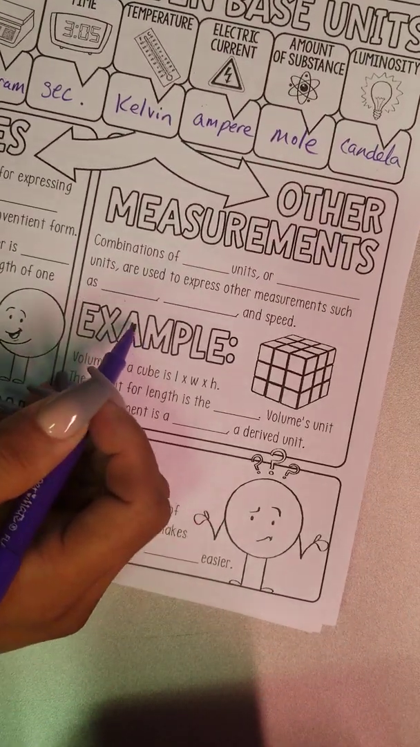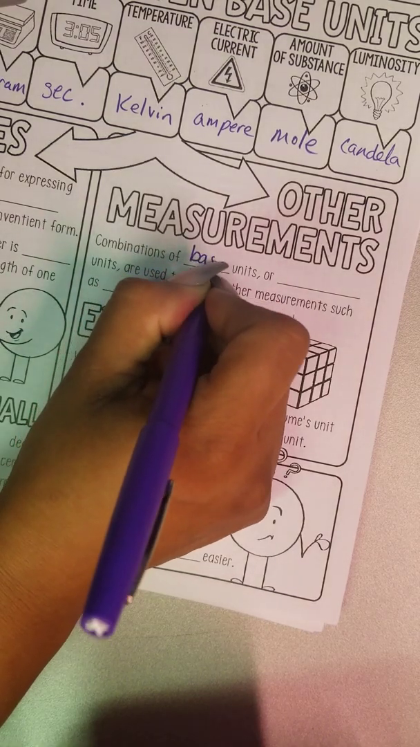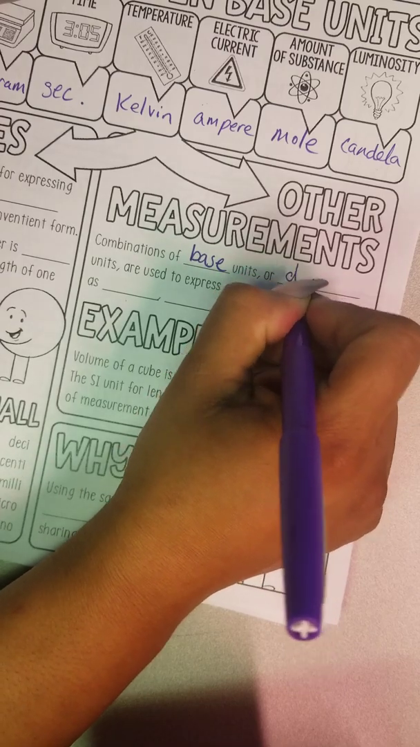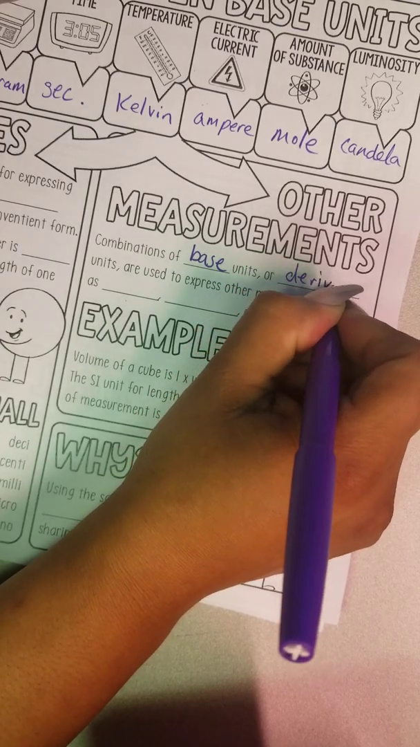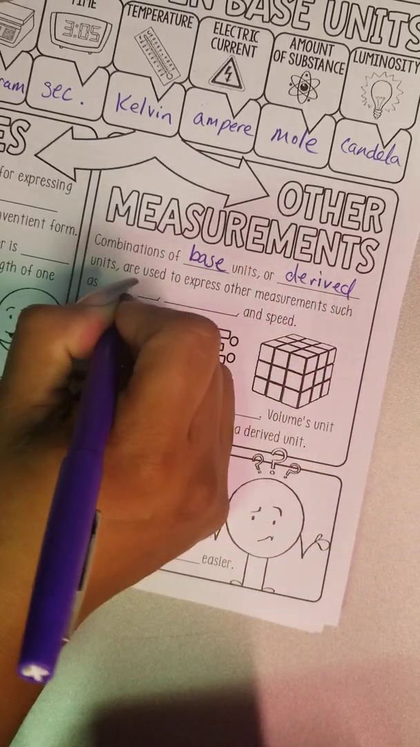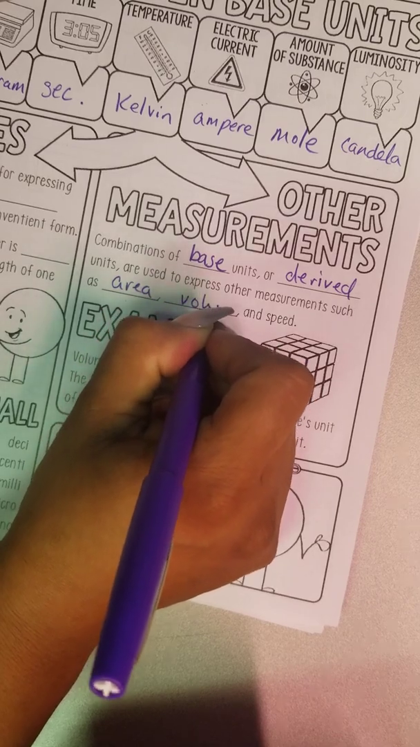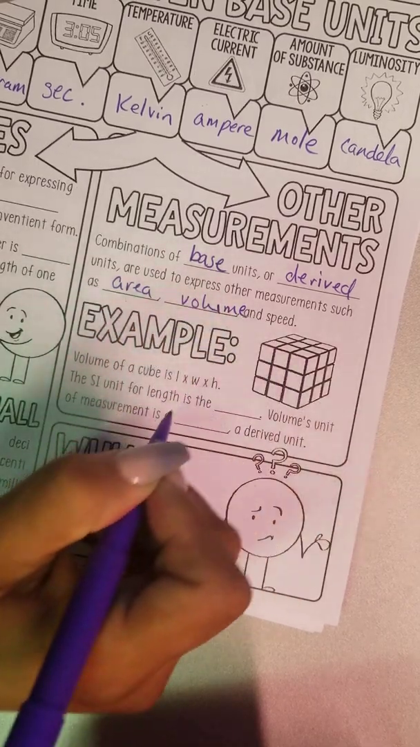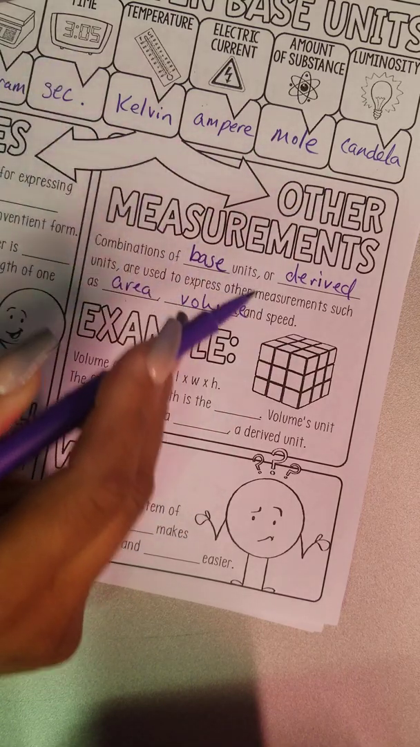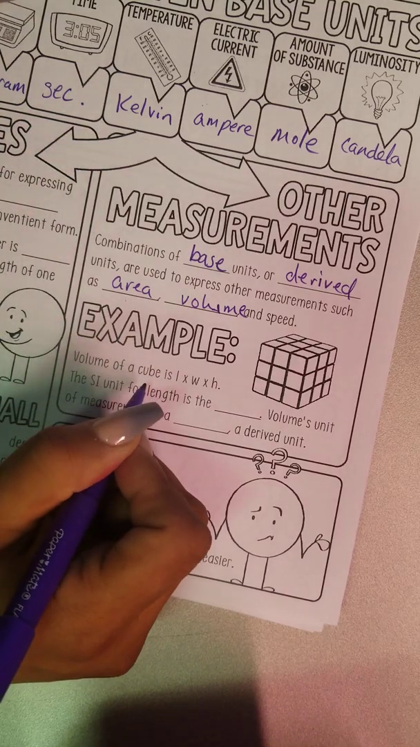So it says here, other measurements, combinations of base units or derived units are used to express other measurements such as area, volume, and speed. Again, meaning that we start off with those 7 and we are going to get all of our other units from them.